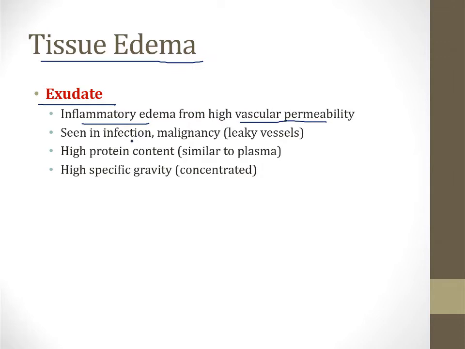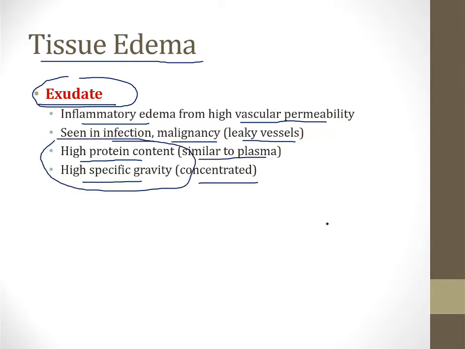And this is what you see in the setting of infections and malignancy. In all these conditions, there are leaky vessels that allow fluid to leak out into the interstitial space and cause swelling. This fluid that is causing the swelling in these situations is said to be an exudative fluid, and the characteristics of an exudative fluid are a high protein content similar to plasma and a high specific gravity, meaning the fluid is concentrated. The reason it has these characteristics is because the cause of the swelling is leakage of plasma, and therefore the tissue edema is close to having the characteristics of plasma.